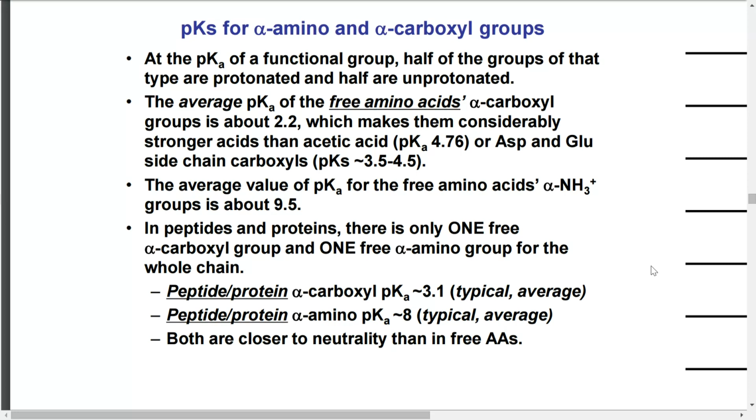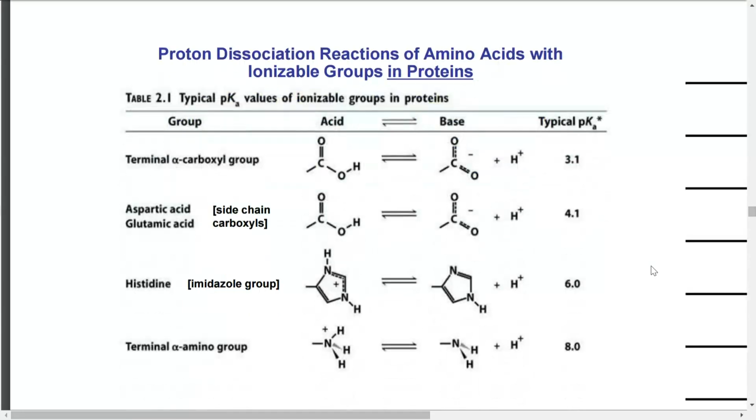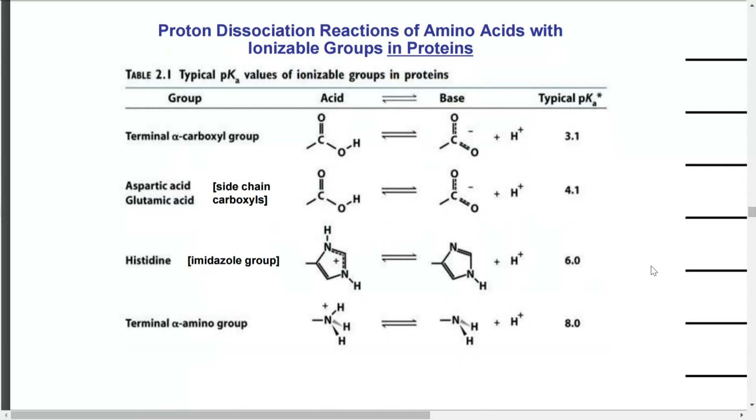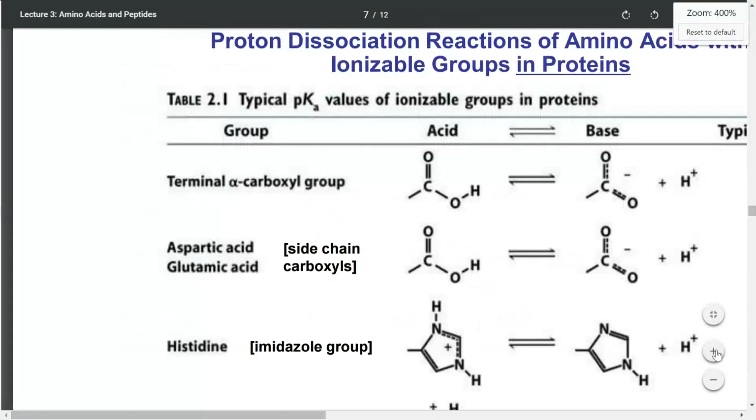Okay, here's the terminal alpha carboxylic acid group, about 3.1. What about protein? Here's aspartate and glutamate. Here's histidine. Here's the terminal alpha amino group. Okay, so it's a range. Again, these things are useful on their own sometimes because they can function as buffers, whether they're free amino acids or on a protein. But again, it's the overall charge state that's going to be important.